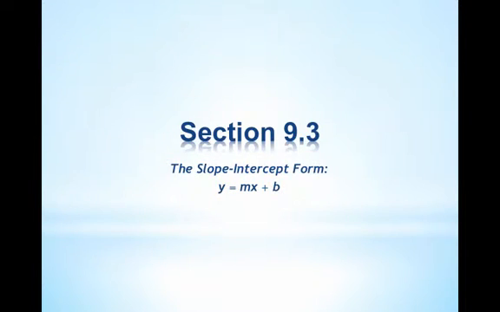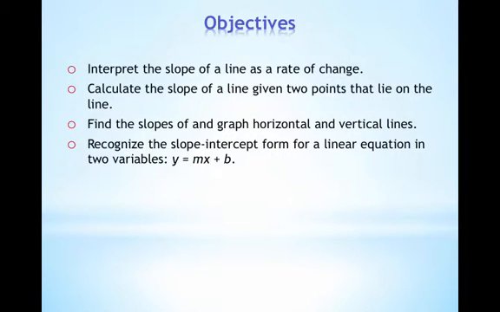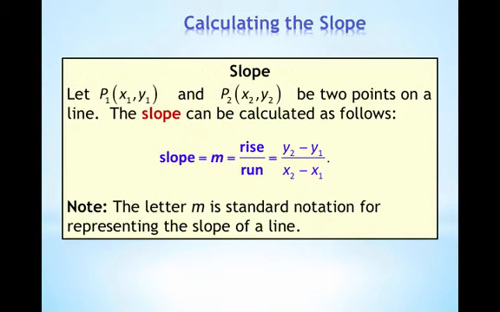Section 9.3, the slope-intercept form, y equals mx plus b. In this video, we are going to learn how to interpret the slope as a rate of change. We're going to learn to calculate the slope when I'm given 2 points that lie on a line. We're going to find the slopes and graph horizontal and vertical lines, and we're going to be able to recognize slope-intercept form y equals mx plus b and identify the slope and the y-intercept from that equation.